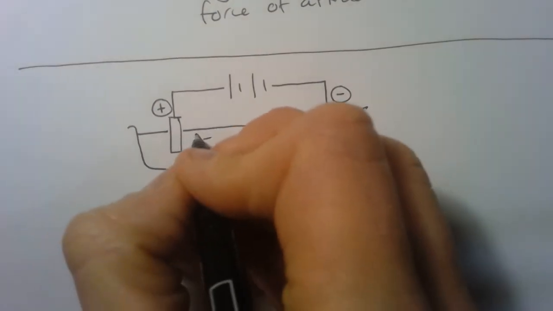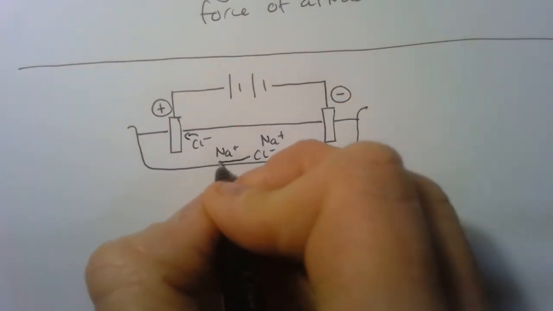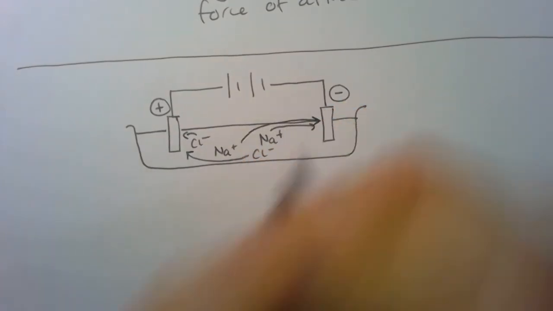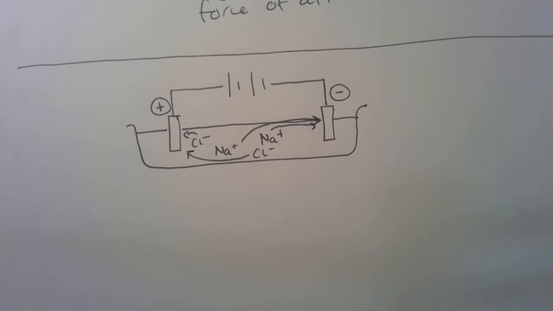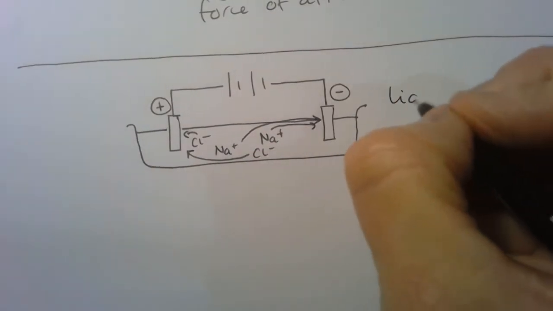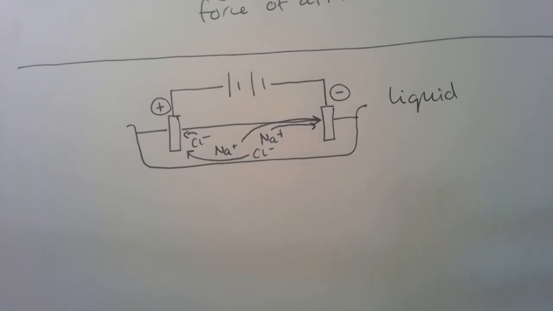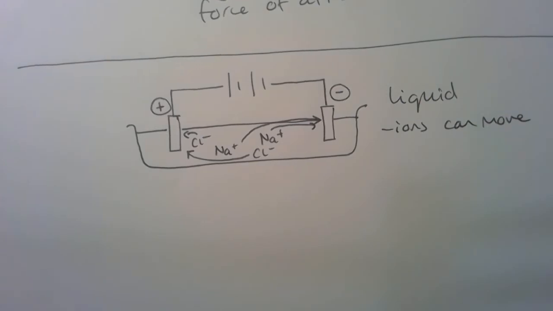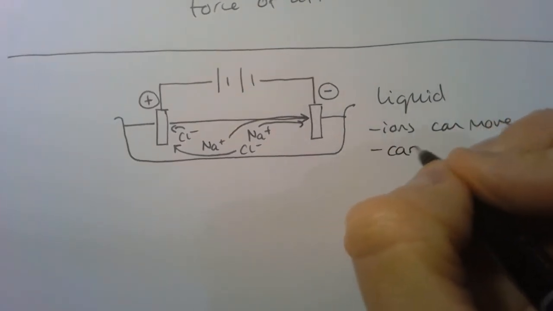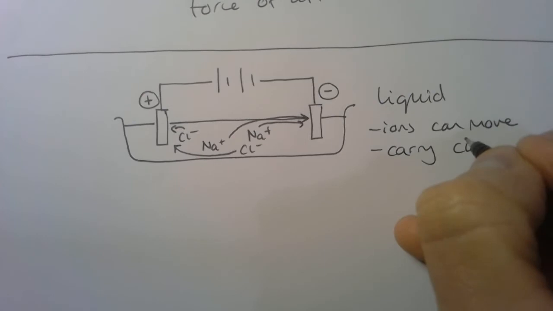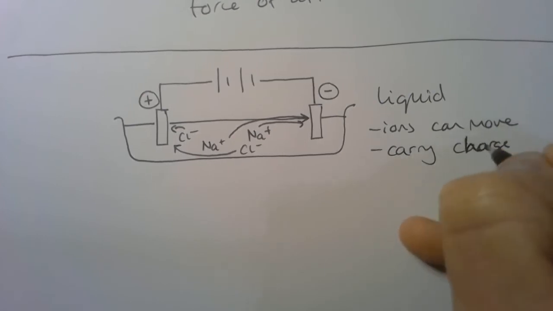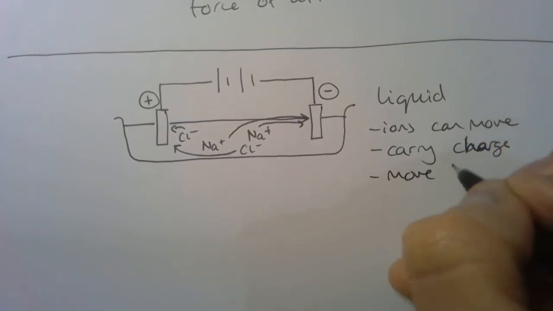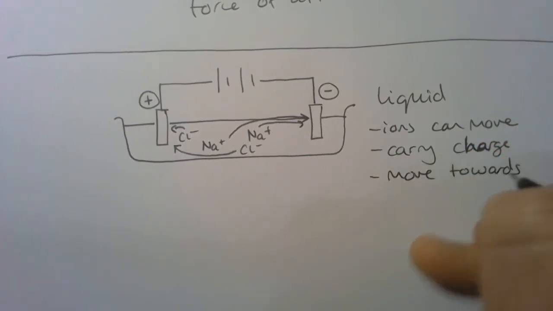Because these ions are charged and because they are able to move, they can flow towards the oppositely charged electrode. So when in a liquid state, the ions can move. And because they can move, they can carry a current or carry a charge. So they carry a charge and they move towards the oppositely charged electrode.